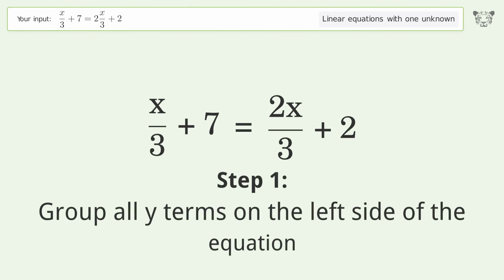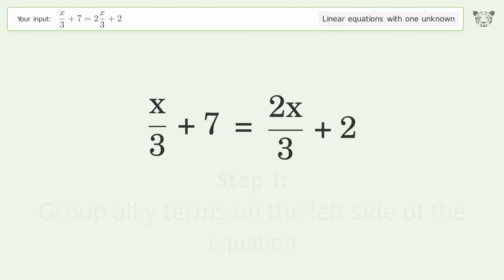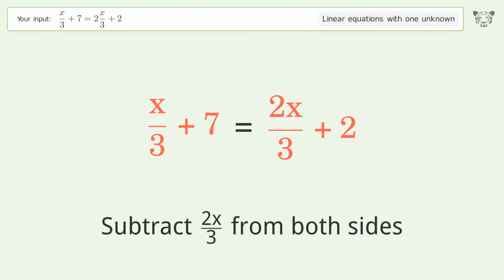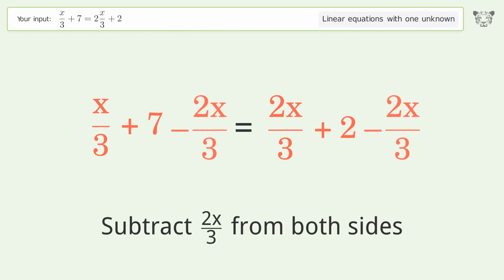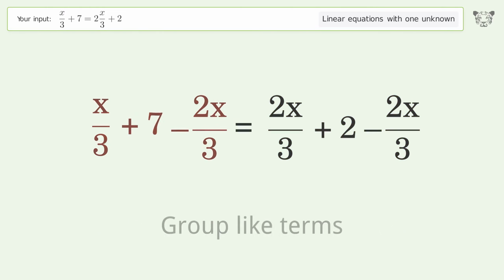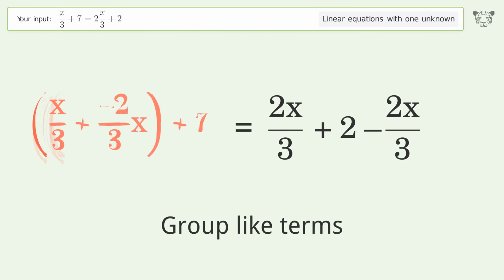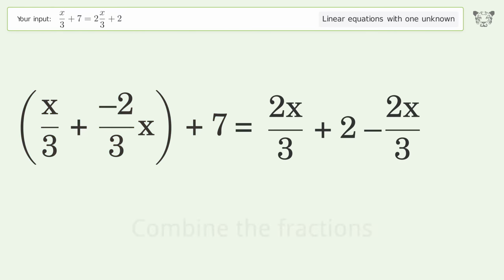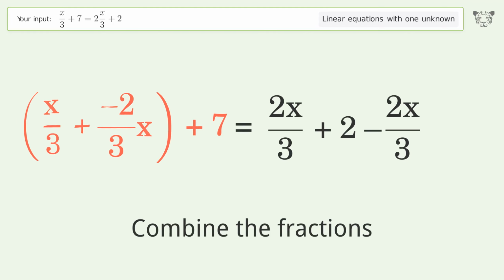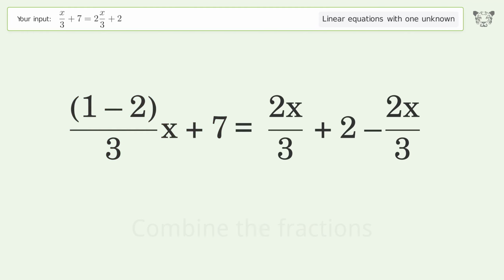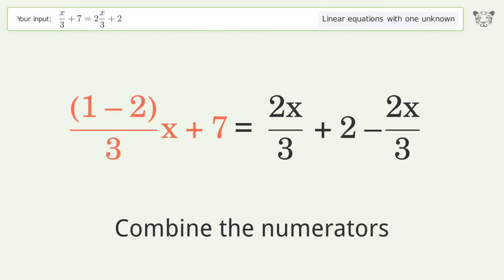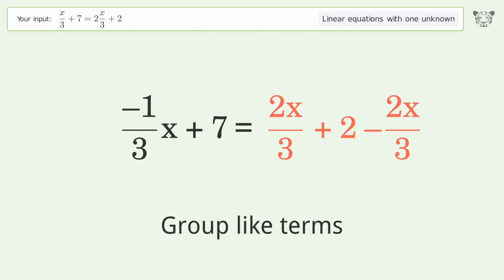Group all y terms on the left side of the equation. Subtract 2x over 3 from both sides. Group like terms. Combine the fractions. Combine the numerators. Group like terms.